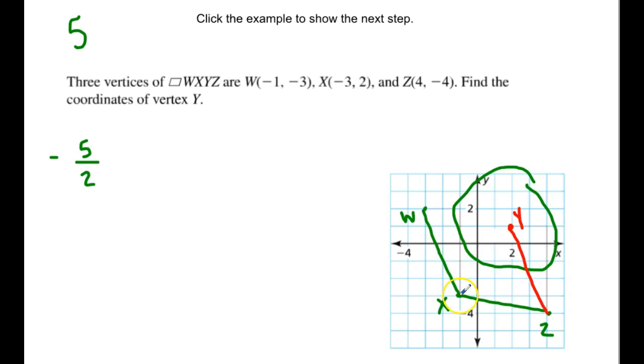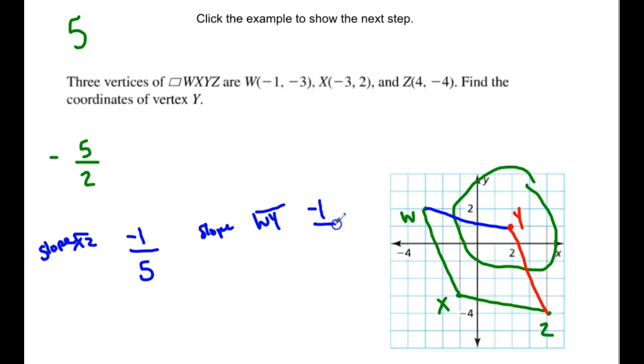So I know that my slope from XZ is I go down 1, and I'm just going to label that this is my slope for XZ. So I go down 1 and I go over 1, 2, 3, 4, 5. So there was my slope right there. So now let's look at the slope of WY. Okay, so this right here. So I see I go down 1 and I go over 1, 2, 3, 4, 5. So these two slopes are the same thing. So I know that I am correct in where I found point Y to be.